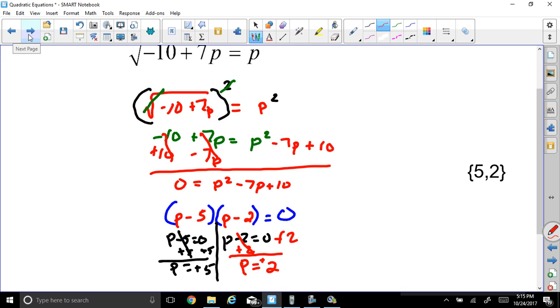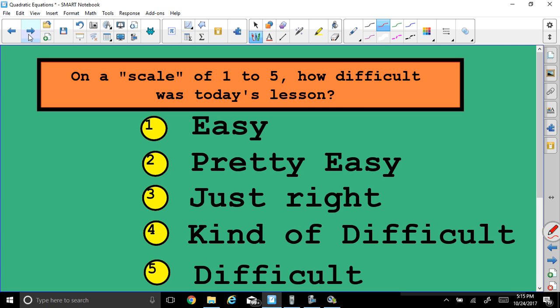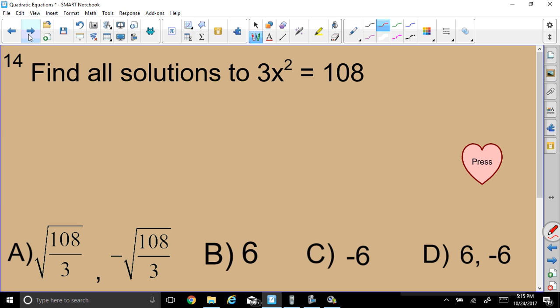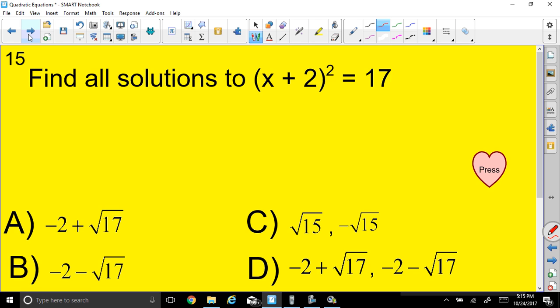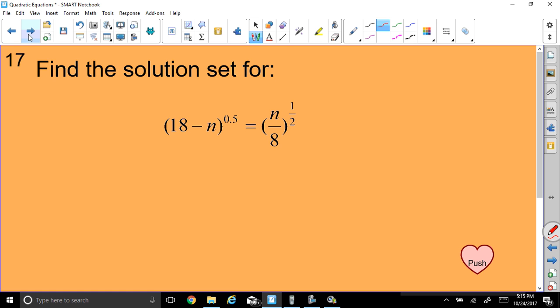So we're getting good work out here. So here's one for you. Find the solution set of this one, see if you can work it out. Hope the lesson was easy and pretty good for you. Here's a few challenge me problems. So if you want to get into a challenge, here's a couple questions for you. Find the solutions to these, give you multiple choice. Here's another one for you. Find the solution set to this one. And here's another one. Find the smaller value of the solution set. Smaller value this time. Find the solution set for this one. This one's really good. I see decimals and fractions there.